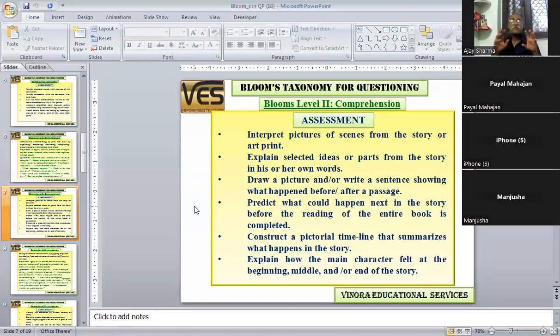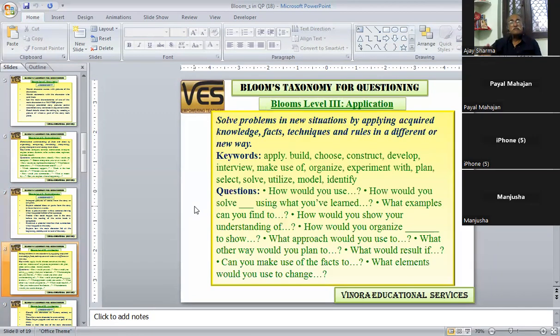Then you give a story and give them comprehension time. Predict what could happen next in this story. Construct a pictorial timeline that summarizes what happens in the story. So these type of questions you can create, design for the purpose of exam. The next one is application.